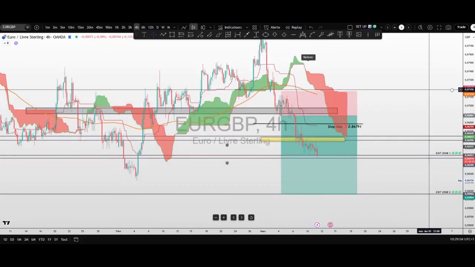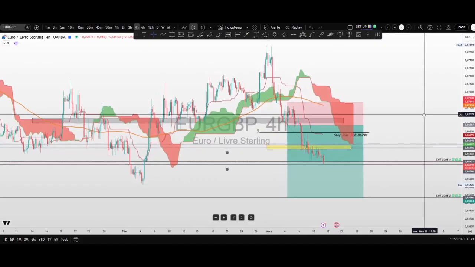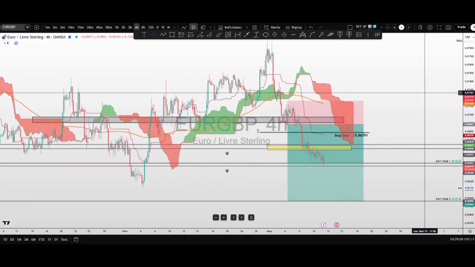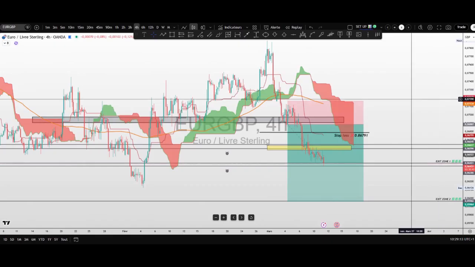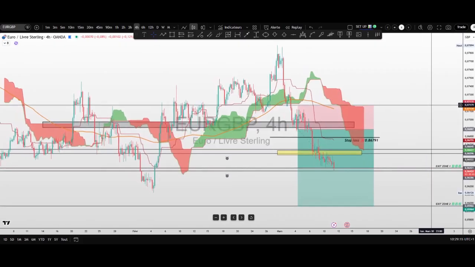I am quite confident in my scenario. This scenario seems to be following the plan, so I will simply let the market work for me. I am on the 4-hour chart, so with that there is no problem.